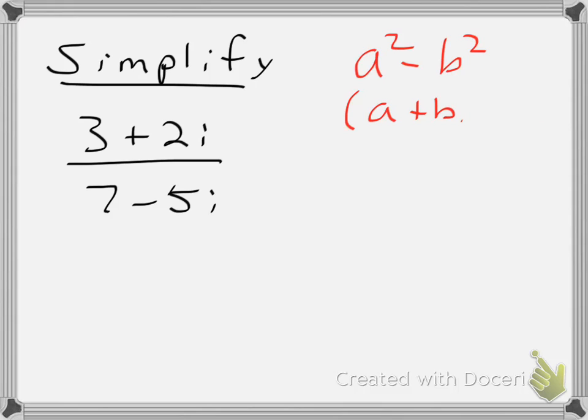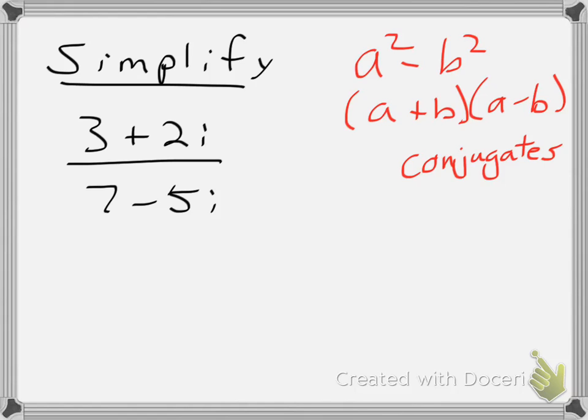Let's try that a little neater. And these are referred to as conjugates: a plus b and a minus b. Conjugates mean that they have the same terms, a and b, but they have the opposite middle sign. One's plus, one's minus. We're going to use that to simplify these kinds of problems, the second type, which have, again, two terms in the denominator, one of which has an i.